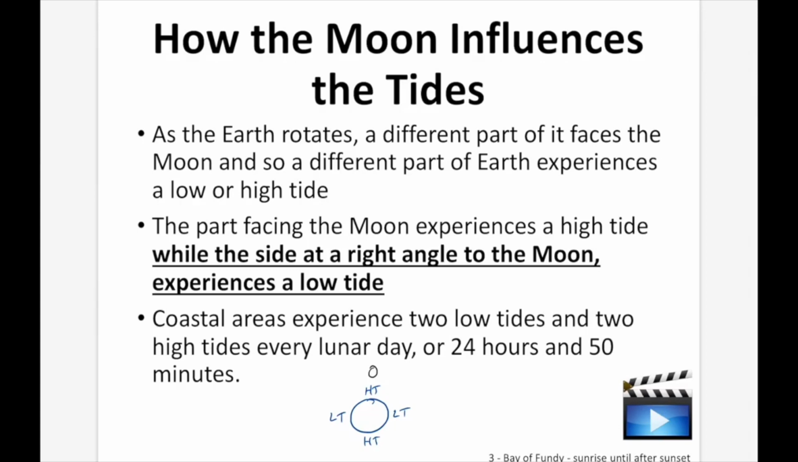So what I'd like you to do is pause the video and have a look at number 3. It's a really interesting look at the Bay of Fundy, which experiences these high and low tides and is well documented.